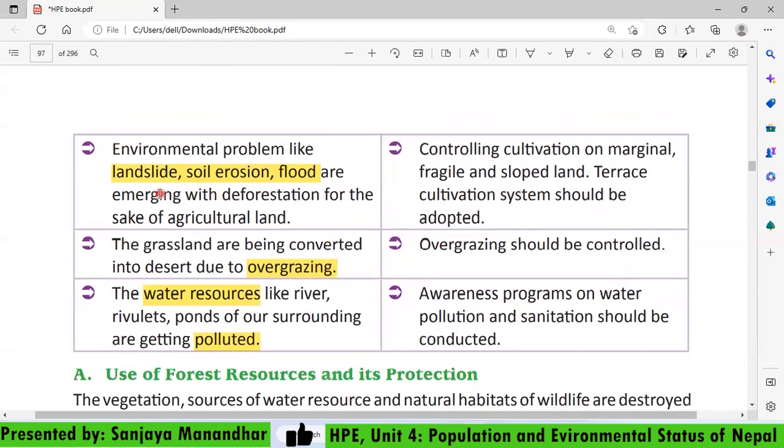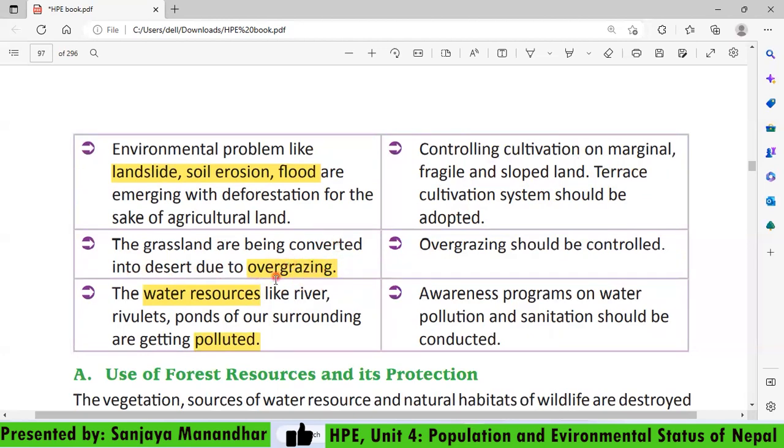Similarly, the next important effect is landslide, soil erosion, and flood due to misuse of land. Look here, what can we do for that? Controlling cultivation on marginal, fragile, and slope land. We can control the cultivation of crops on marginal, very fragile, means very weak, and sloped land. And we can do terrace cultivation, means step cultivation, so that it can control landslide and flood. And similarly, the grasslands are being converted into desert due to overgrazing.